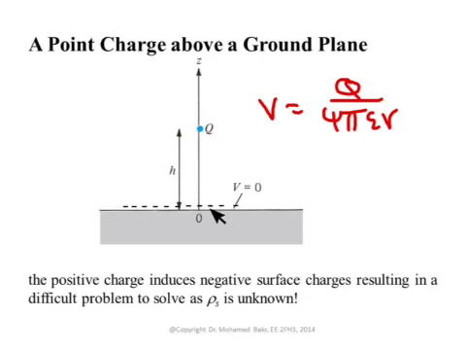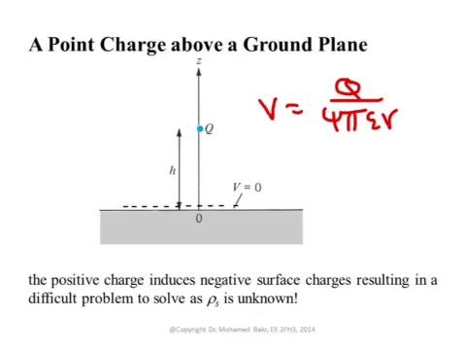So they try to cancel the field resulting from Q. We try to create an image charge that would cancel the potential. By doing that, we maintain the same boundary condition. So V is equal to 0 in the plane. It is the same charge distribution. Then the solution here, V, is going to be the same as the original problem.